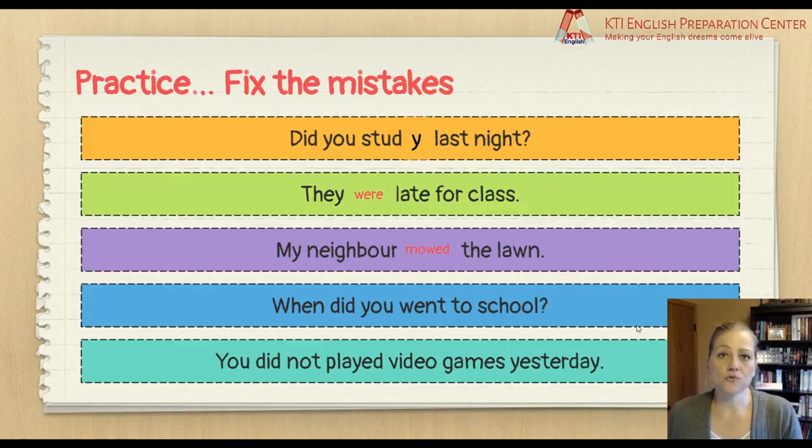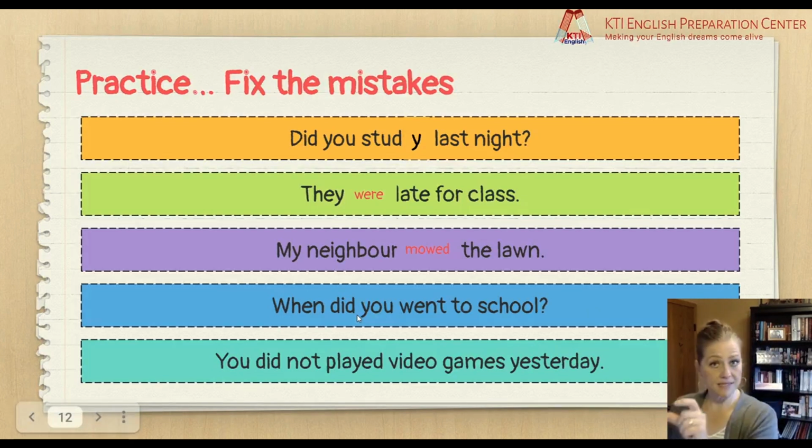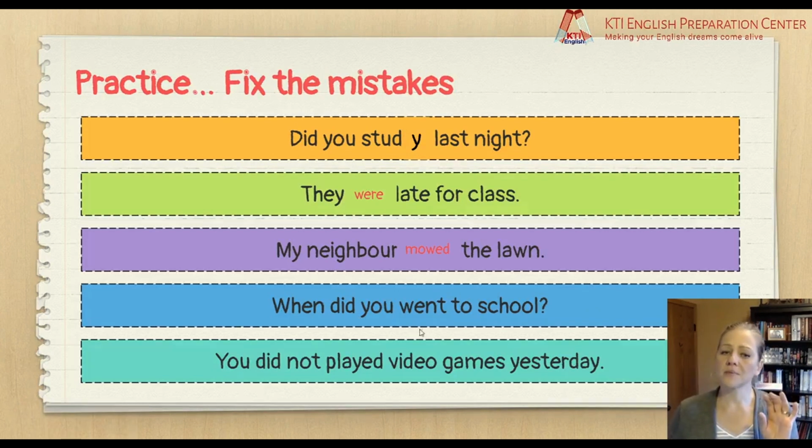When did you went to school? Okay, when did you went? Well, we're asking a question again, remember? When did you, so the question word, did, and the subject, that's all correct. Our form of the verb is incorrect here because we're not using verb to in a question. We have to go back to the base verb. The base verb of went is go, or the infinitive, to go. When did you go to school?